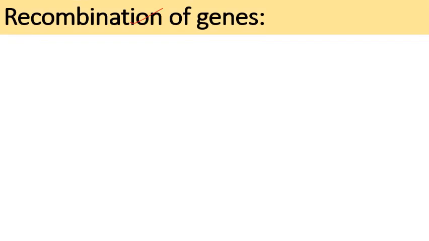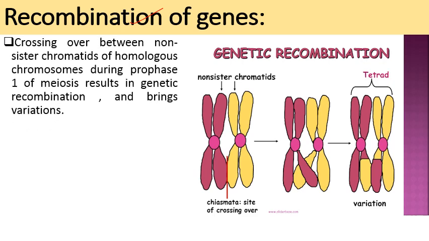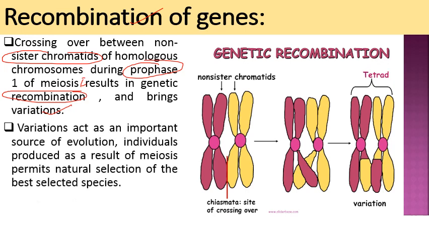Next comes recombination of genes. So crossing over, which occurs in the Pachytene stage of meiosis 1 or Prophase I. Crossing over between non-sister chromatids of homologous chromosomes during Prophase I of meiosis 1 results in genetic recombination and brings variation. So crossing over is responsible for bringing the variations, and variation acts as an important source of evolution. Individuals produced as a result of meiosis permit natural selection of the best selected species. So it imparts important characters which help in survival, and it plays a very important role in evolution.